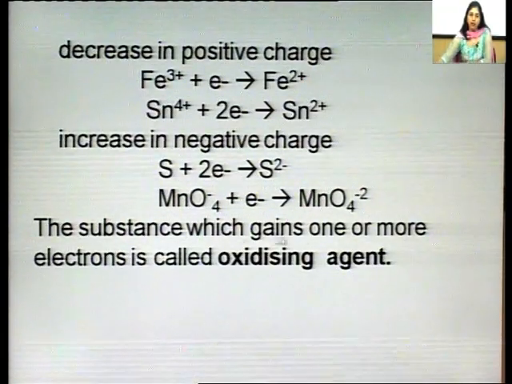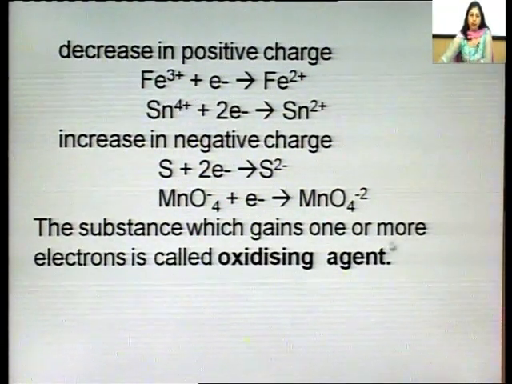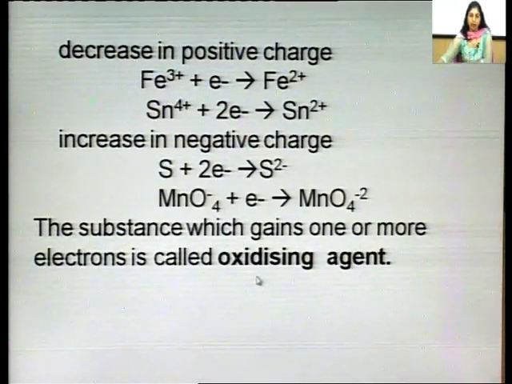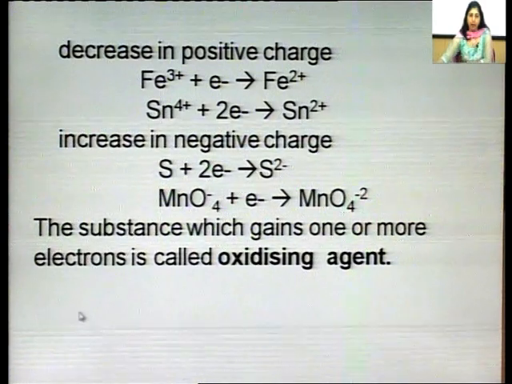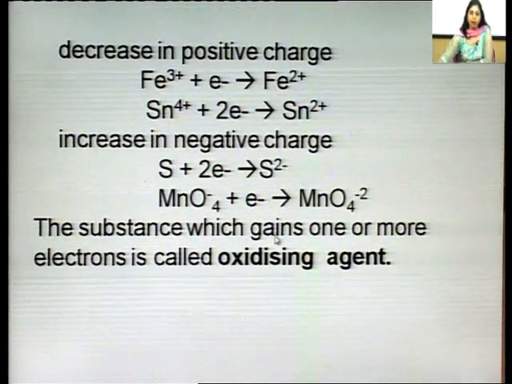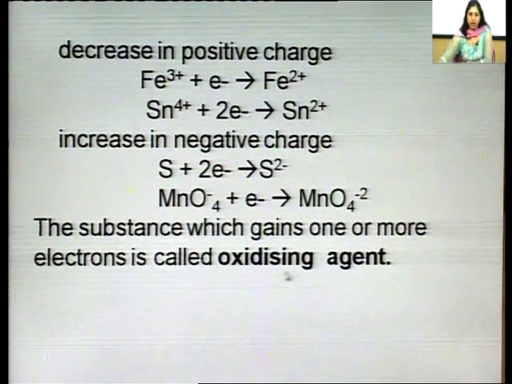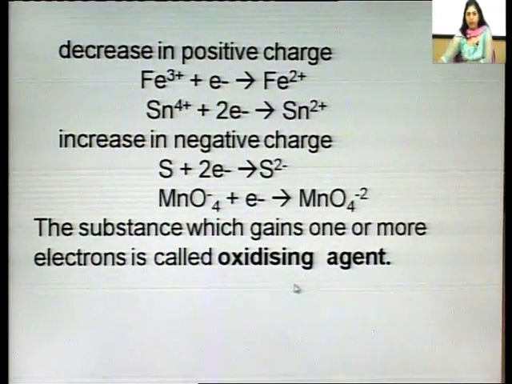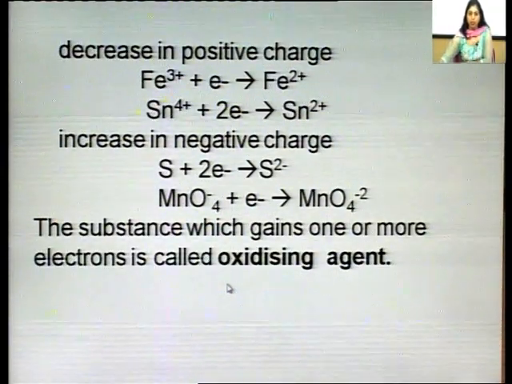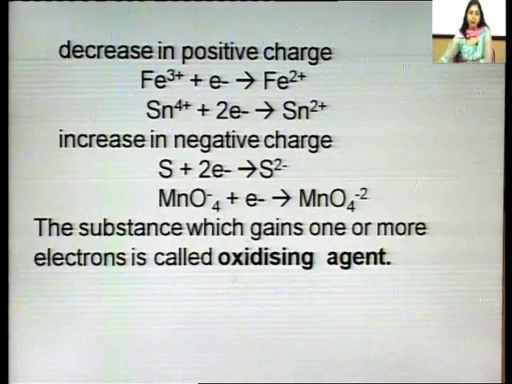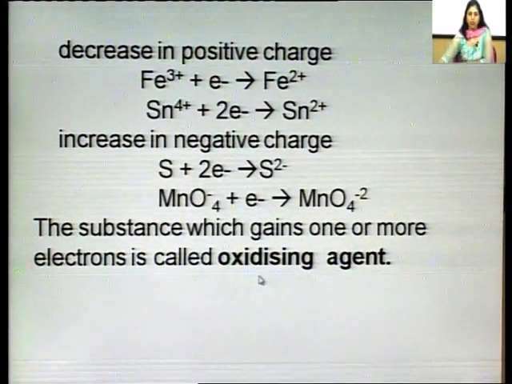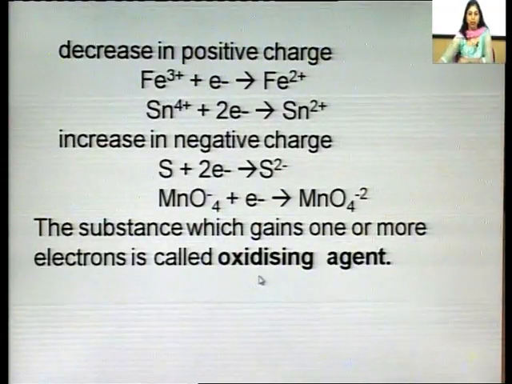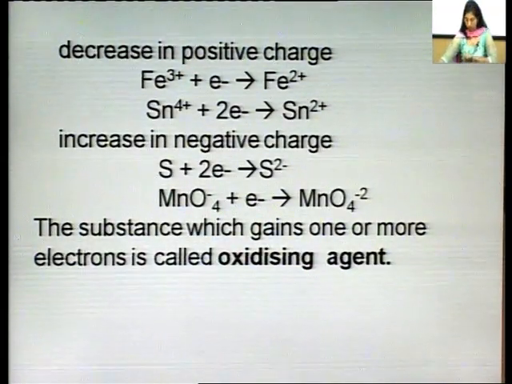And the substance which gains 1 or more electrons is called oxidizing agent. And the substance which is undergoing reduction is known as oxidizing agent. So, this is all about the process of oxidation and reduction according to classical as well as electronic concept.